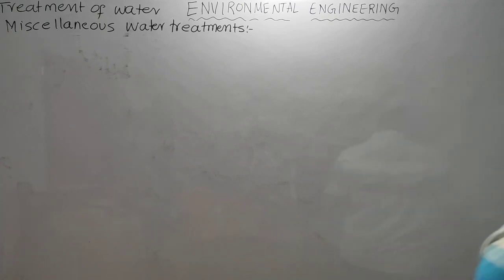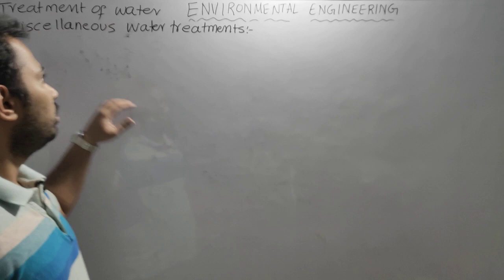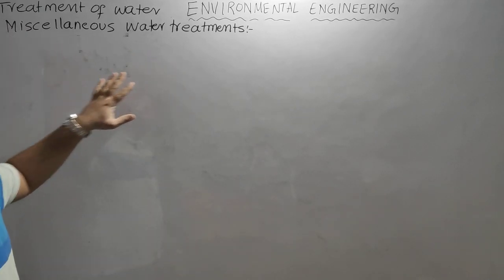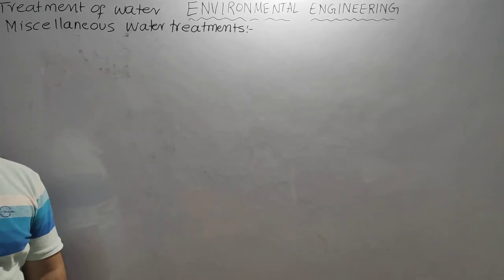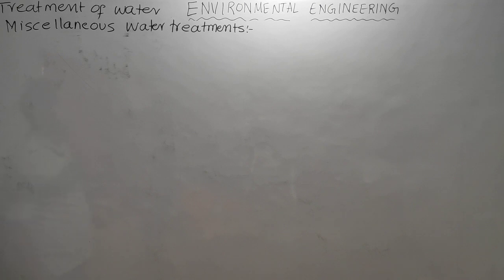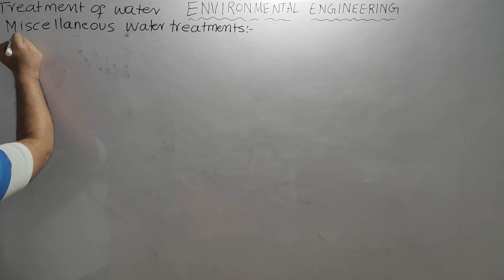So in the previous session we were discussing the miscellaneous water treatments. Up to distillation part we have covered, and rest of the miscellaneous water treatments which are necessary to the water. So let us discuss them one by one. Okay. So next one is removal of iron and manganese.